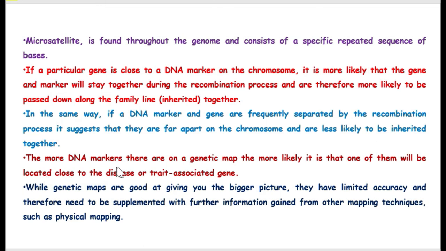So the more DNA markers there are on a genetic map, the more likely it is that one of them will be located close to the disease or trait associated with disease. This is how the markers are tagged to the trait or phenotypic gene. That is called trait tagging. While genetic maps are good at giving us the bigger picture, they have limited accuracy and therefore need to be supplemented with further information gained from other mapping techniques such as physical mapping.